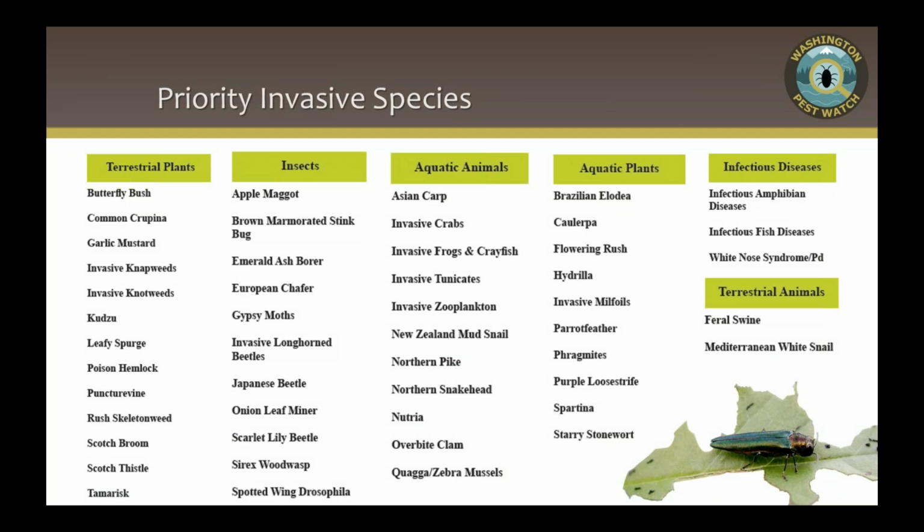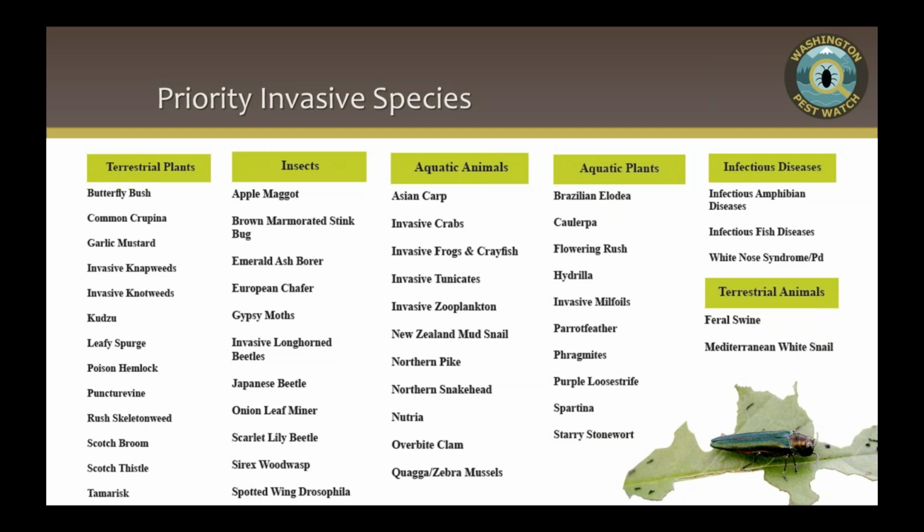Moving on to invasive species. So I mentioned that there are a lot of different invasive species. The priorities of the council are shown here, and we see different categories: terrestrial plants, insects, aquatic animals, aquatic plants, infectious diseases, and terrestrial animals. These are the priority from a statewide scale.